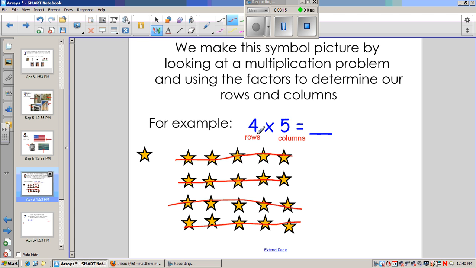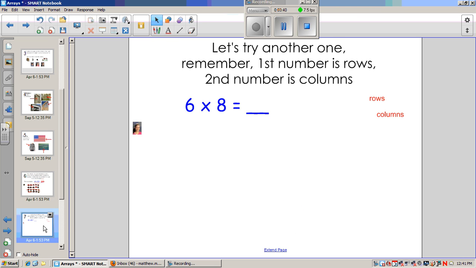And that helps us answer this question, 4 times 5, because really we could count how many stars there are now. If we counted them, 1, 2, 3, 4, 5, 6, 7, 8, 9, 10, 11, 12, 13, 14, 15, 16, 17, 18, 19, 20. So 4 times 5 is 20. And we've used this symbol picture, this array, in order to solve that. Okay? So another example. Let's try another one.